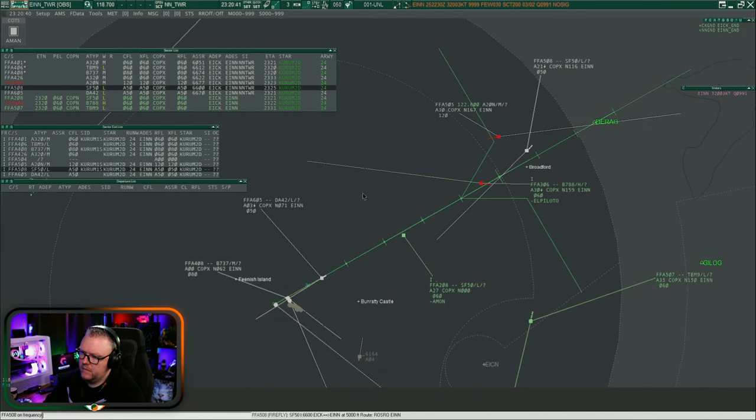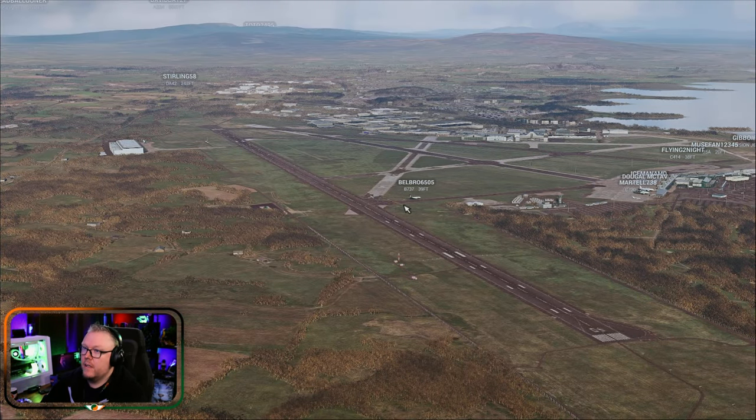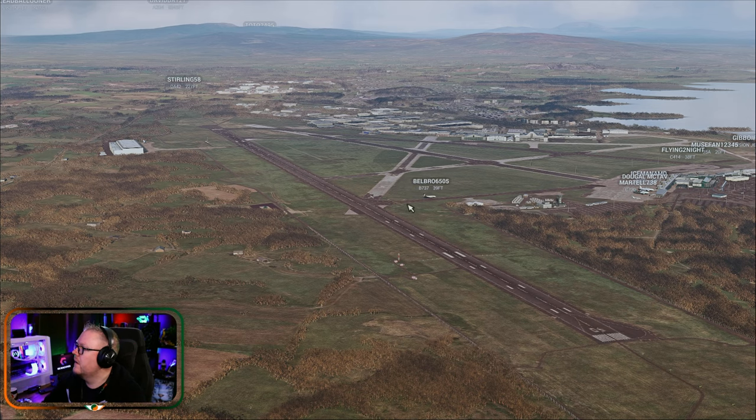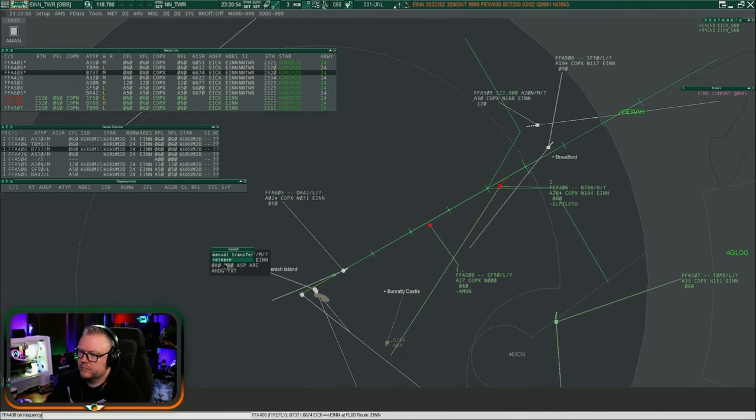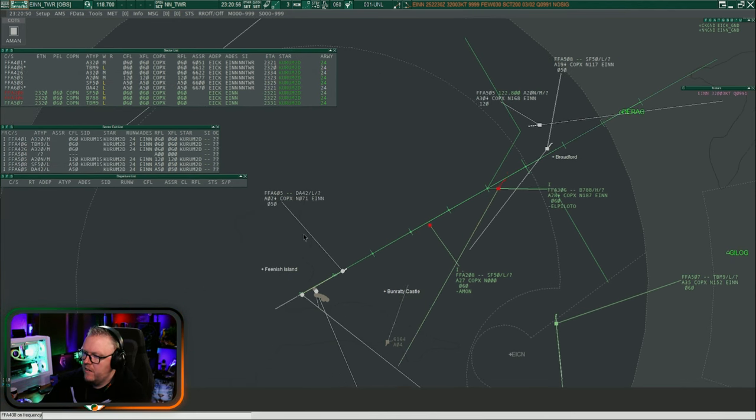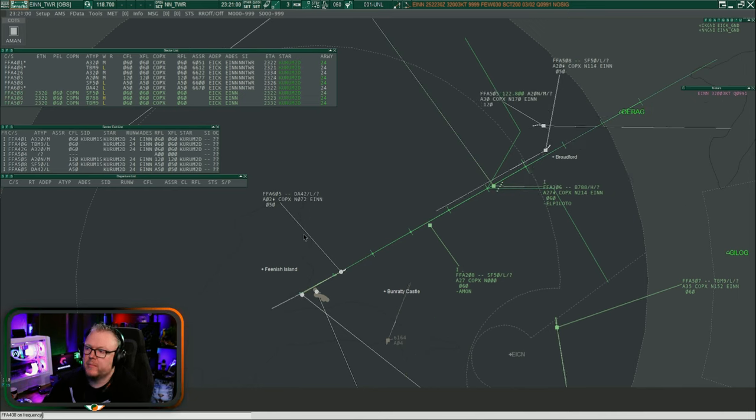Firefly 605 is on short final. Looks like the runway is clear. You want me to land this thing? Firefly 605, runway 24, clear to land. Firefly 408, vacated runway at Alpha. Firefly 408, thank you. Contact Shannon Ground 121.8. Bye bye.